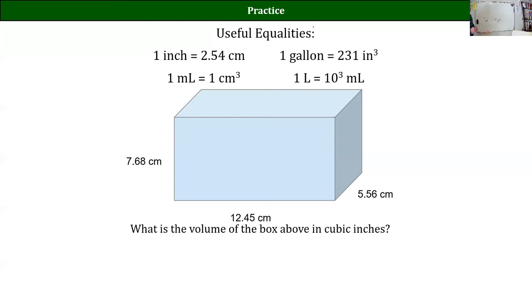If we want to take this 32.5 cubic inches and get gallons from that, well, we have a conversion for cubic inches to gallons. So 32.5 cubic inches, and 231 inches cubed is 1 gallon. Do we need to cube this conversion? I'm seeing some shaking heads. Why not?